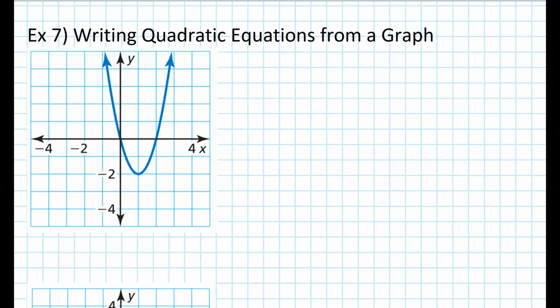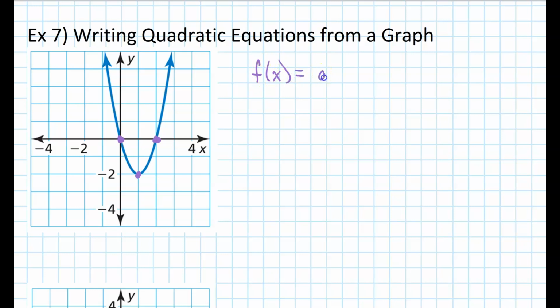So in this first one here, we notice that we have x-intercepts that are pretty nicely marked. We have a vertex that's pretty nicely marked. So we actually have two options for finding the equation of this one. We could use the vertex form or we could use the intercept form. Let's use the vertex. Actually, I'm going to go ahead and use intercept on this one. There is a reason.